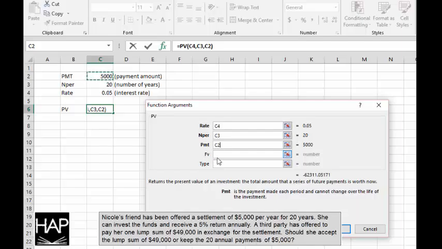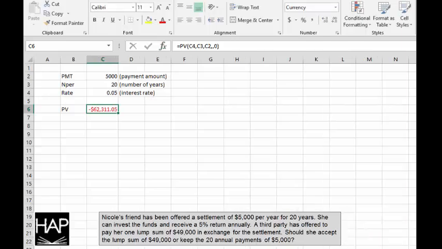The future value we can leave blank because we don't know it, and it's kind of irrelevant for this problem as we're trying to compare the present value of these payments with the offer of $49,000 from the third party. The type is 0, or we can just leave this field blank because this is an ordinary annuity and the payments would be received at the end of each year. When I put that information in, I obtain the same answer of $62,311.05.